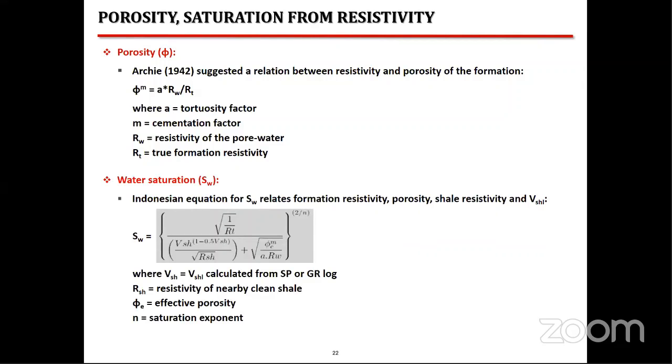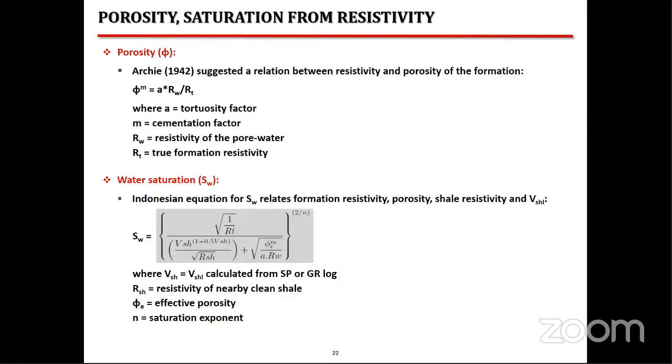Water saturation, Sw. An Indonesian equation for Sw relates formation resistivity, porosity, shale resistivity, and V shale. It is given by the formula below, where Vsh is the V shale that we calculate from an SP or a gamma ray log. Rsh is the resistivity obtained for a nearby clean shale. Phi e is the effective porosity of the formation, and n is the saturation exponent.